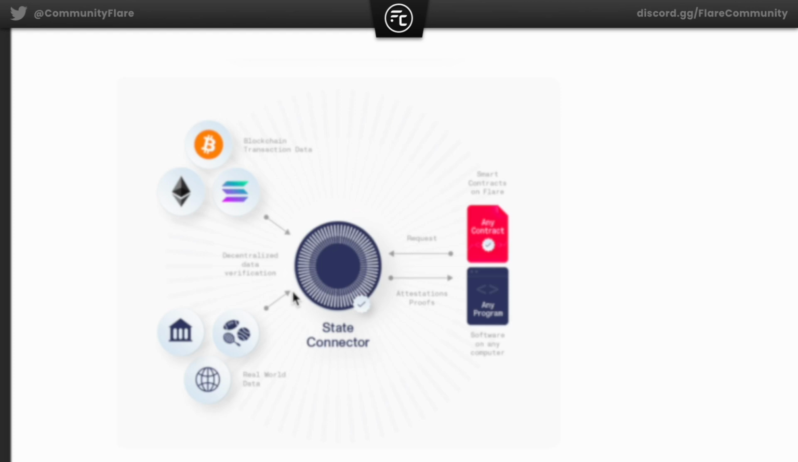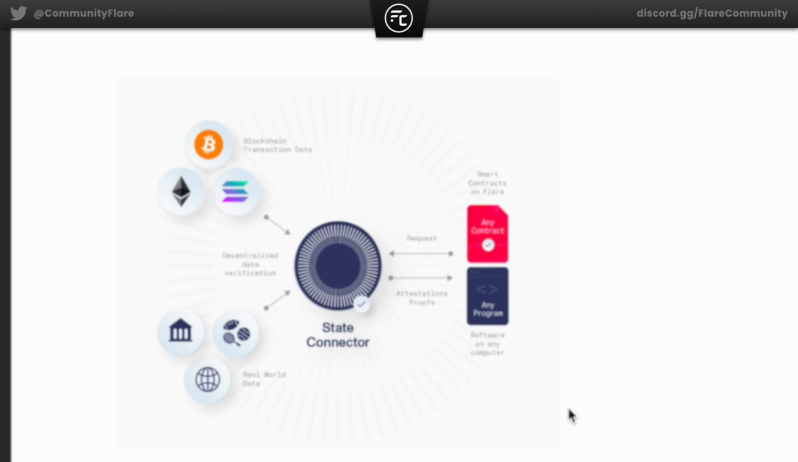Now, if we look further down here, we have the real world data, and this can be represented as many different things, almost an endless opportunity of things. It could be something like a bank transaction, or maybe the outcome of a sporting event. This information is fed into the state connector as an input, and as we can see here on the right hand side, this data can be freely used.